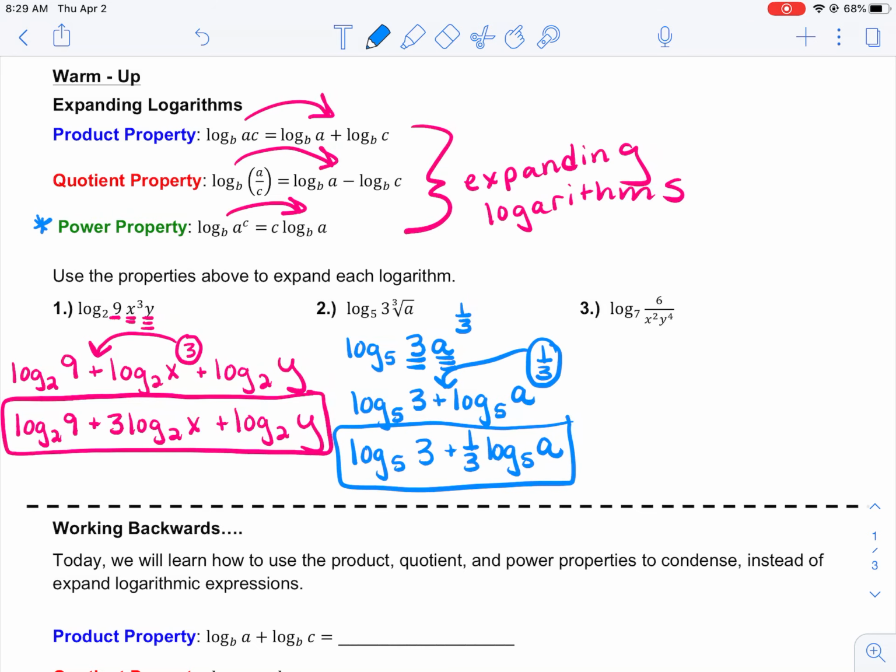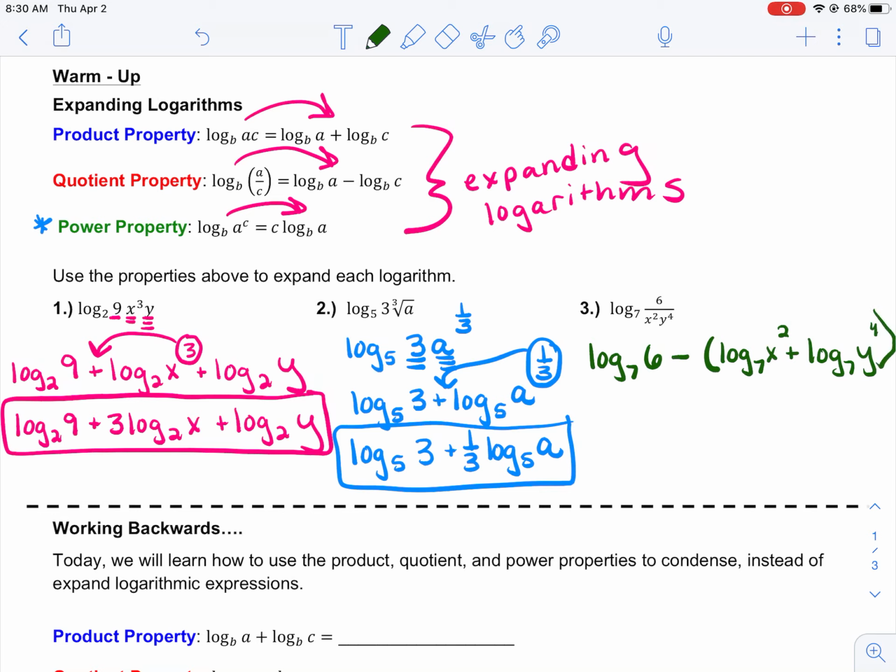And then the last warm-up problem, we have three terms. We have a 6, an x squared, and a y to the 4th. Notice that the 6 is being divided by a product, x squared and y to the 4th. We have three terms, so log base 7 of 6. Now I'm going to subtract a product, and when we pull apart a product, we use addition. So I'm going to put log base 7 of x squared plus log base 7 of y to the 4th in parentheses.